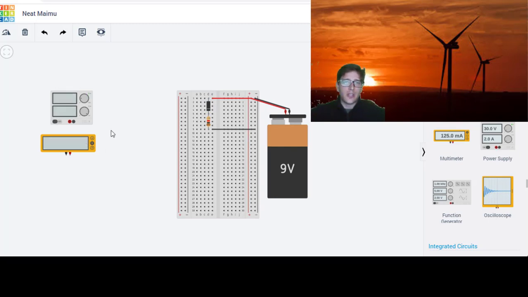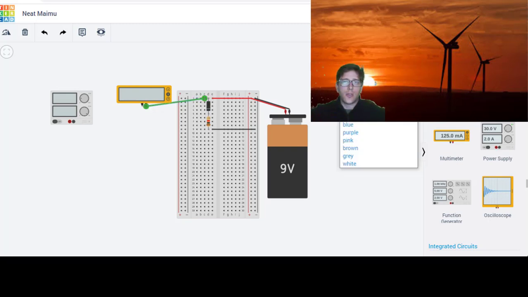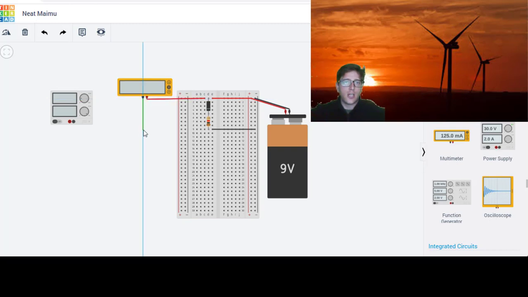So how do we see something? Instead of using an LED, we're going to use a multimeter. Here now we're going to put the positive side right here, and we're going to put that as red. I'm going to just move this up so it's easier to see. And then I'm going to go to the negative side, and click over here onto this rail, and hit black.